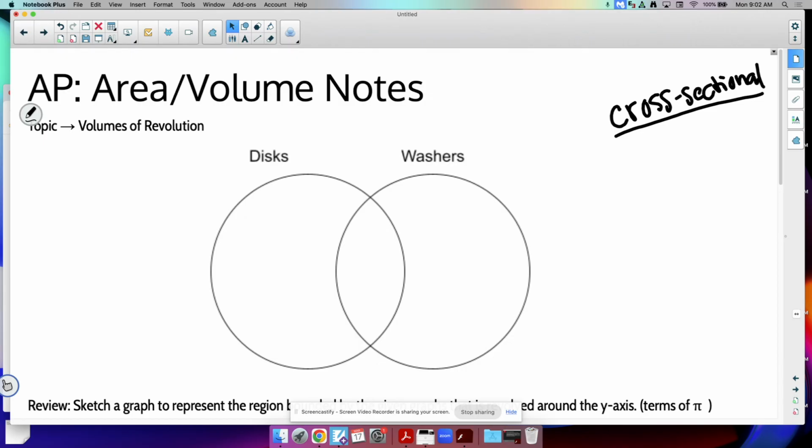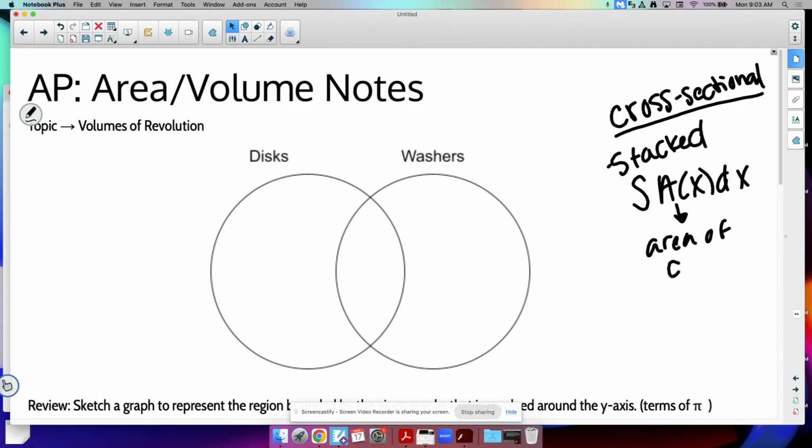So cross-sectional, this was the Play-Doh activity. What are these shapes? They're stacked on top of each other. What formula gives you the volume of it? Integral of A of x. Exactly. What does A of x stand for? Area of a cross-section. So these ones were like, you have a whole bunch of semicircles, that if you were to cut that shape, you'd see a semicircle on your shape.